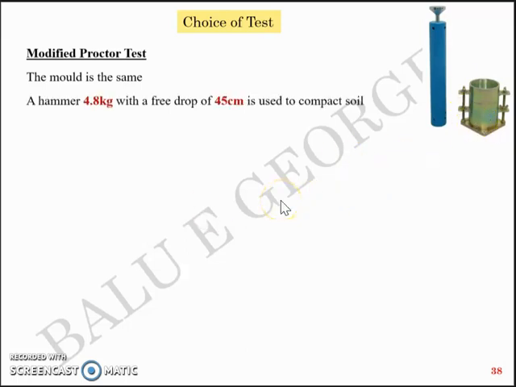Now, before going into the observations from the test, we have a few combinations of the mold, the rammer, the number of blows, etc. So the choice of test, number 1, modified Proctor test. When you talk about modified Proctor test, the mold is the same, the standard mold, but you have a hammer which is 4.8 kilogram and a free drop of 45 centimeter. Earlier it was 2.6 and 30 centimeters, now it's 4.8 and 45 centimeters. The soil is filled in 5 layers and each layer is given 25 blows, the same.